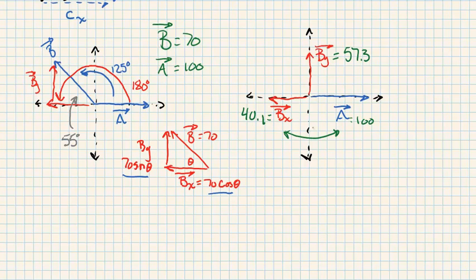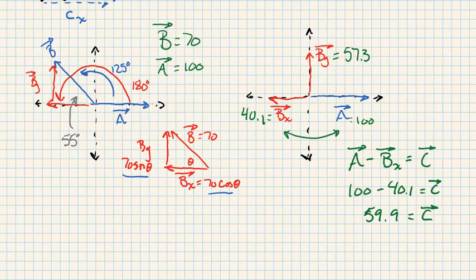So now we can combine the ones that are in line. Bx and A point in opposite directions, so we know we have to subtract them. A vector minus Bx vector equals some resulting vector C, some combined vector, and we'll figure out what that is right now. 100 minus 40.1 equals C vector. So C vector ends up equaling 59.9.